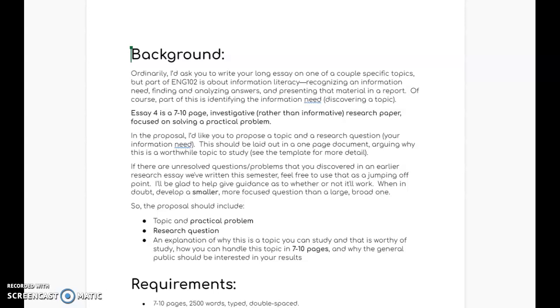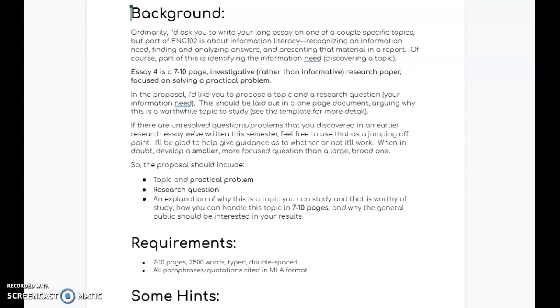So, number 1, for the proposal, which is due this week, and that is actually due on Thursday, next week. In the proposal, I'd like you to propose a topic and a research question, what your information need is. It should be laid out in a 1-page document, arguing why it's a worthwhile topic to study. Again, there's a template and sample there. Now, if there are unresolved questions from your earlier research that you want to do more work on, that's fine. Just recognize it's a jumping off point. I'm also glad to give you some guidance as to whether or not it'll work.